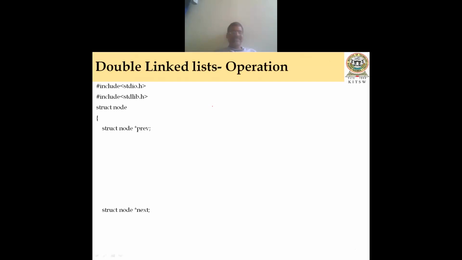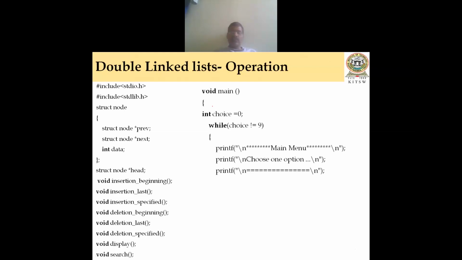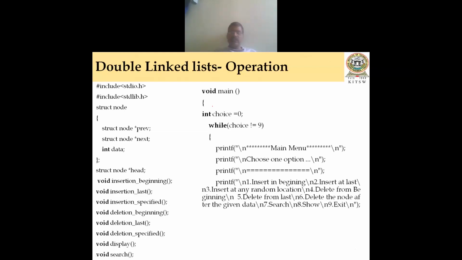So this is the code. It is very similar to a single linked list. Once we have the programming knowledge on single linked list, then it is very easy to understand and write this program. It will be similar. Only we have to establish these two link fields: one is the previous link field and the other one is the next link field.